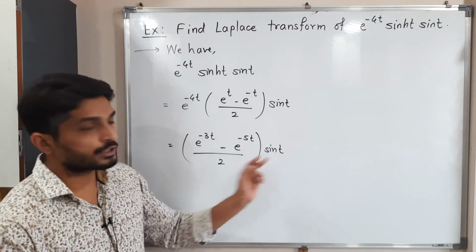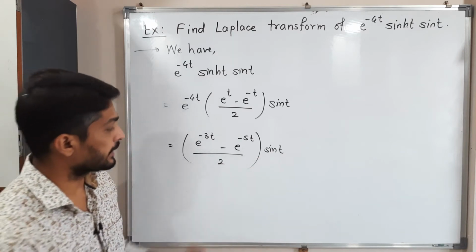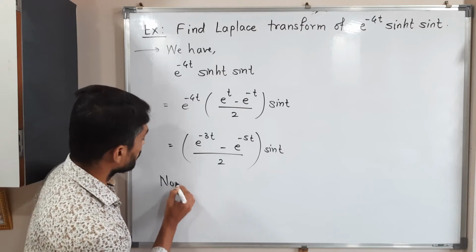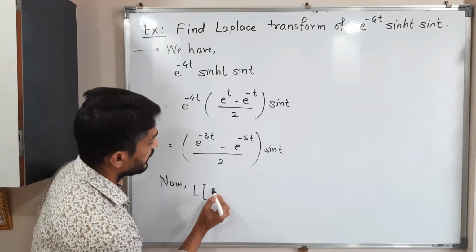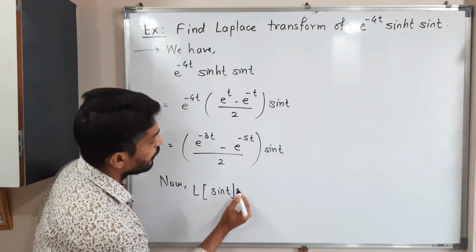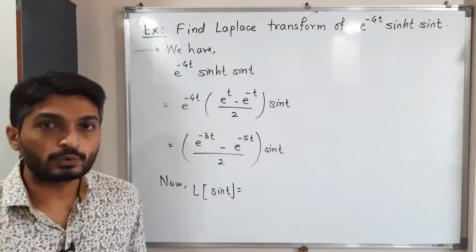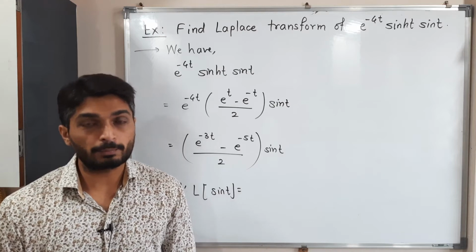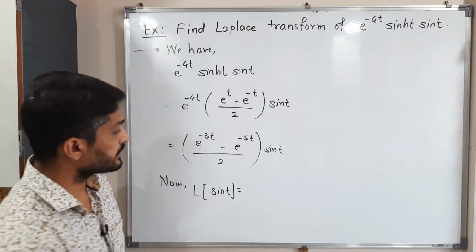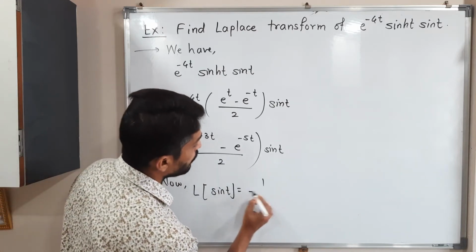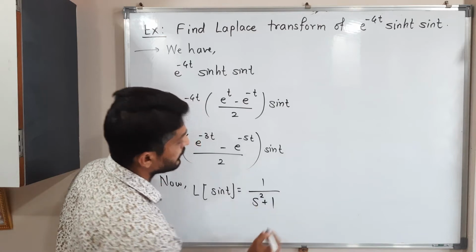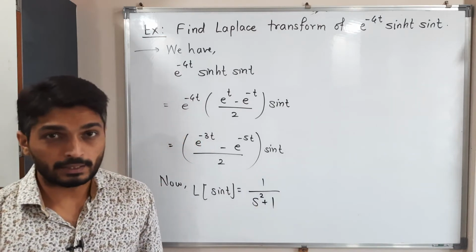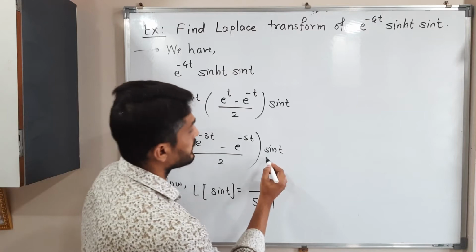So let us focus on this function first. Let us find its Laplace. Now, Laplace of sin t. It's very obvious. Many times we have used that formula. Laplace of sin at is a upon s square plus a square. So Laplace of sin t is 1 upon s square plus 1. So we found its Laplace transform.